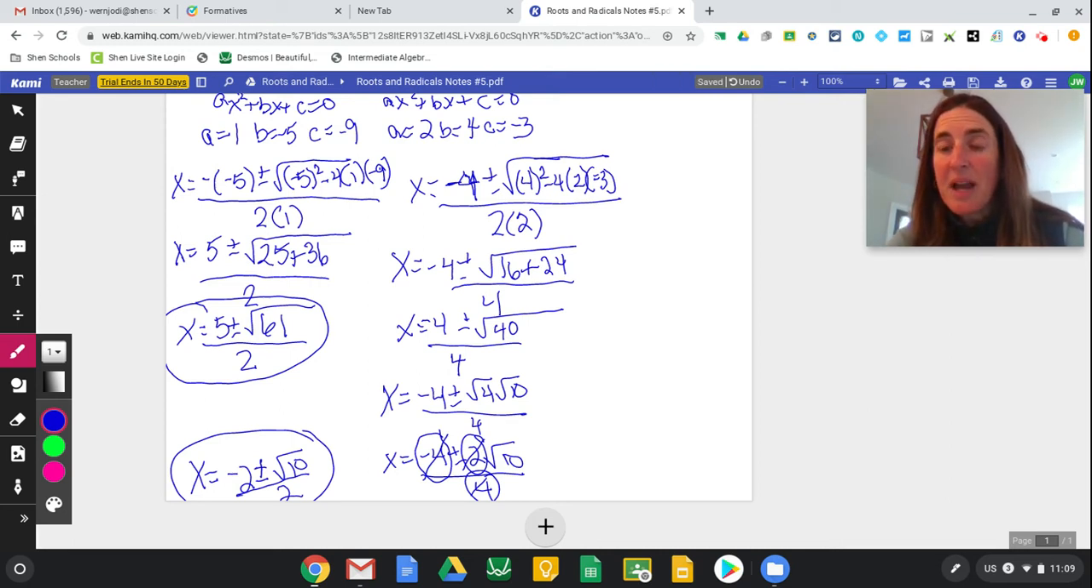I had to simplify because all 3 of those terms on the outside of the radical divided by a GCF of 2. Okay, that was fun.